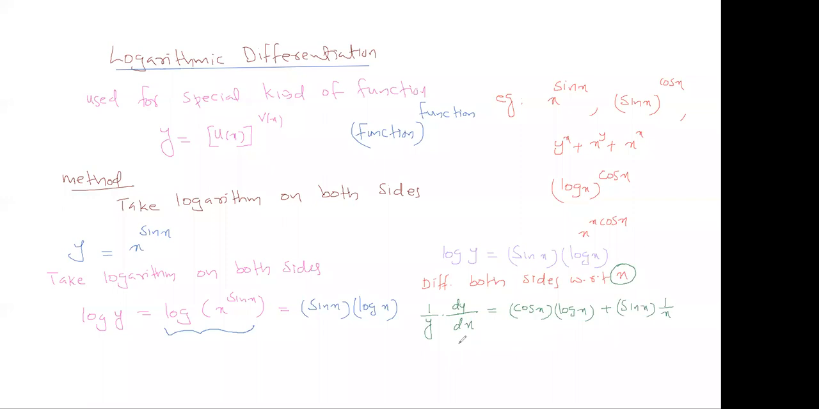So now we need to find dy by dx. So cross multiply with y. So dy by dx is equal to y into cos x log x plus sin x into 1 by x. So answer हो गया. So that means dy by dx is equal to, so y का value substitute कर देना. That implies dy by dx is equal to y. Y was x to the power sin x. So x to the power sin x into, बाकी वैसे ही cos x into log x plus sin x into 1 by x. That's the derivative.